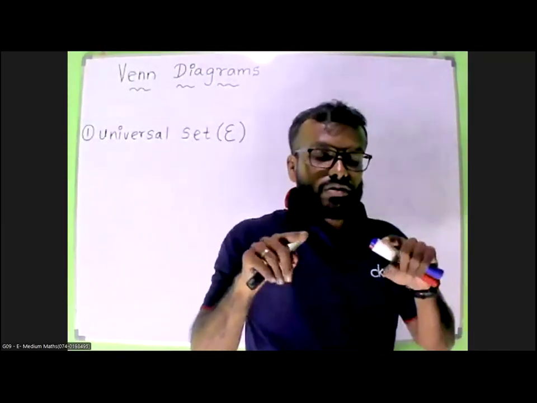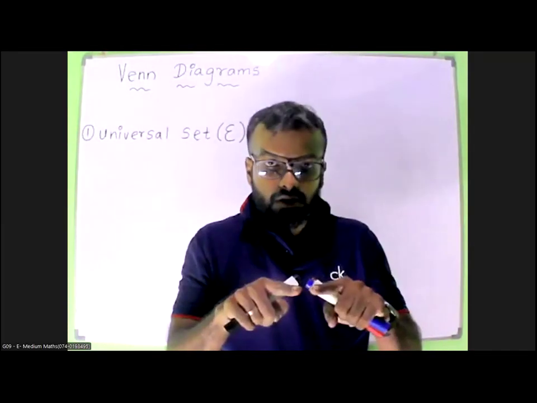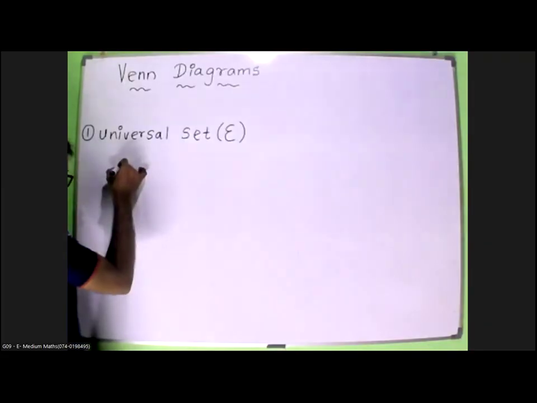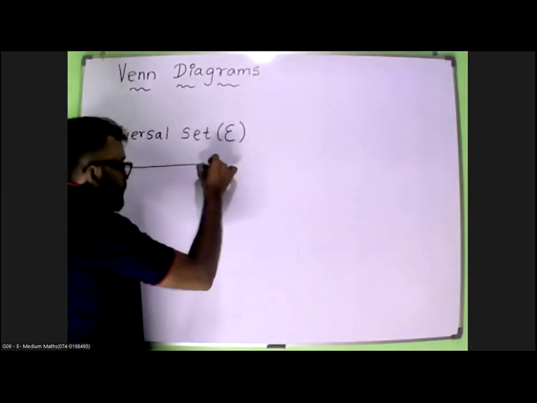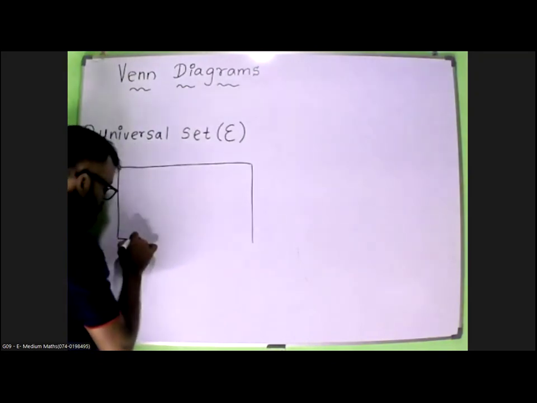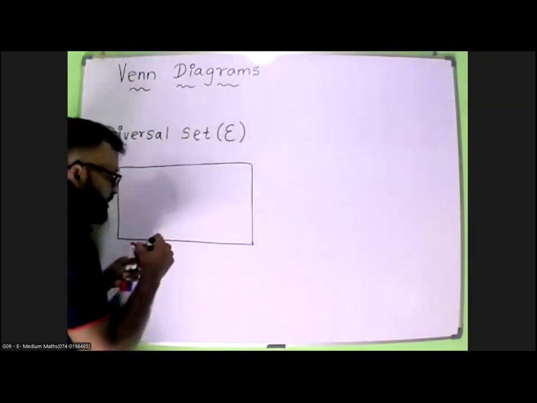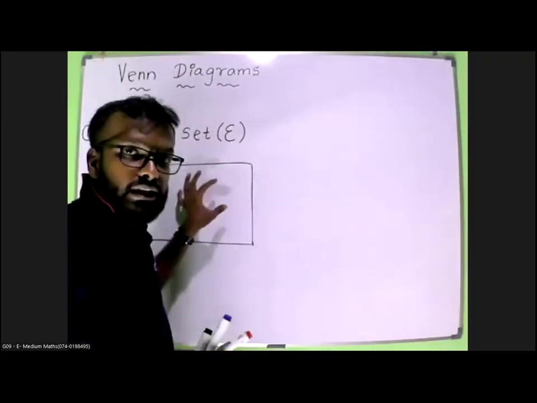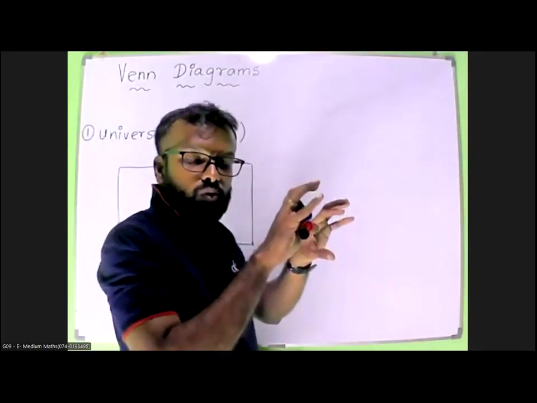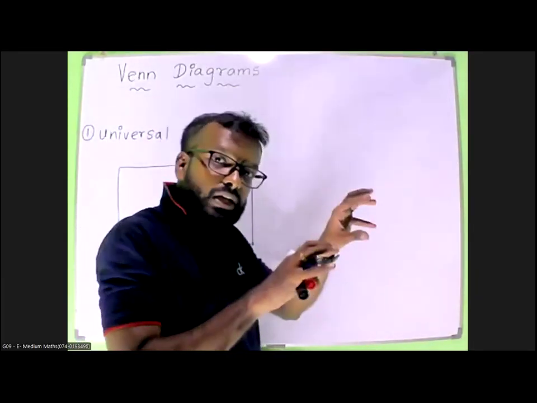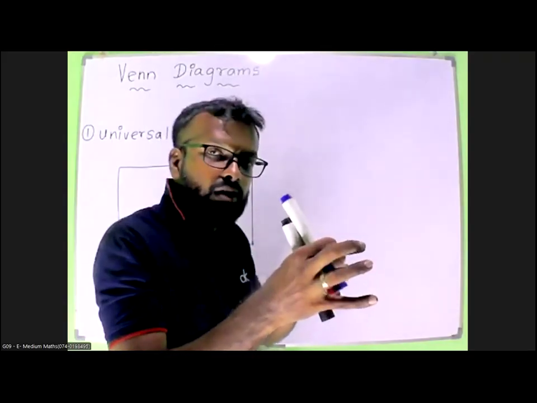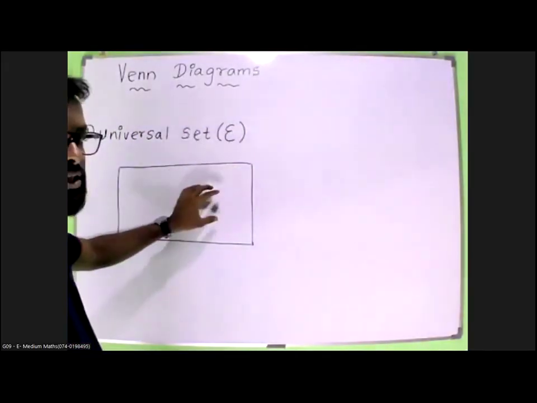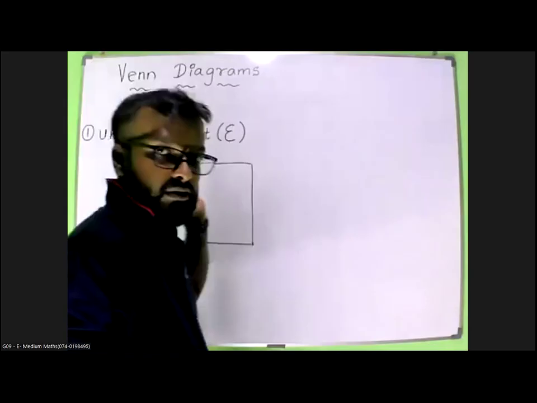Generally, normally we use a rectangle to represent the universal set. So this is the universe. Inside this rectangle, we are going to represent subject A, subject B, subject C, and so on. All the others are inside this universal thing, that means inside this rectangle.